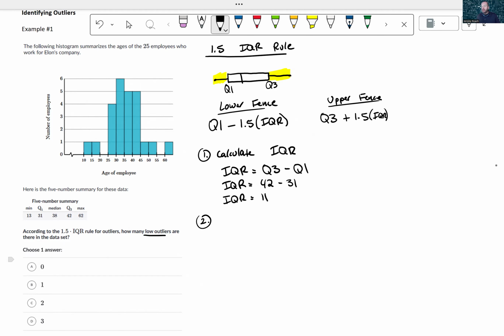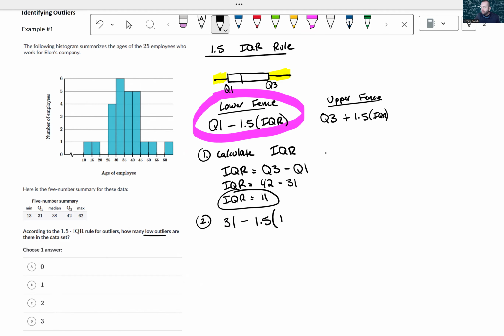All right, so we have our IQR. We want to know how many low outliers there are, and so we're going to use our lower fence formula. I'm going to use that formula there. So Q1, it tells us there in our table, is 31. Q1 is 31 minus 1.5 times our IQR, which we found to be 11. 31 minus 1.5 times 11 is 16.5. 31 minus that is 14.5.